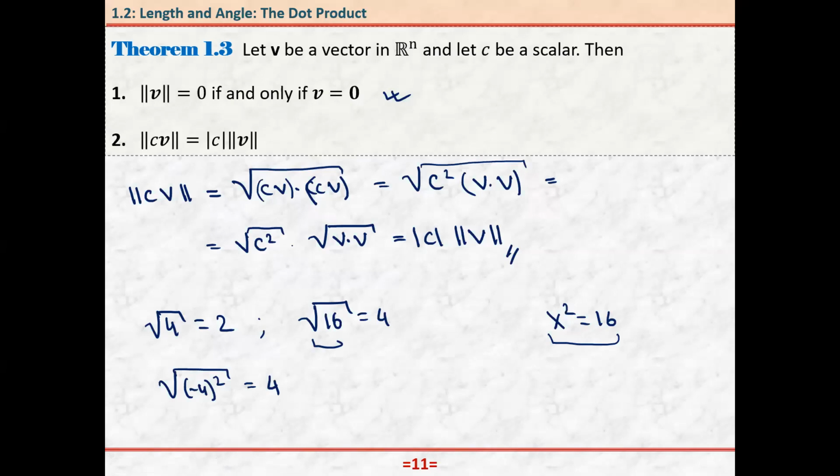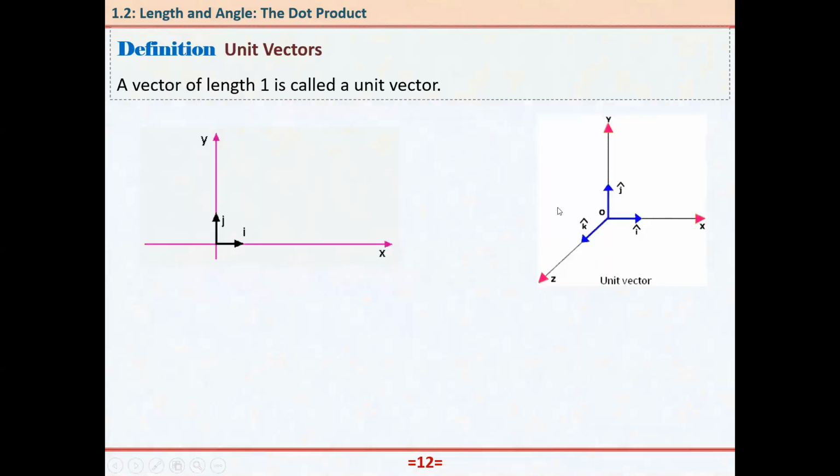We already proved this, and I hope the proof is clear. So now let's talk about another important concept that we are going to use a lot. This beautiful little guy here, we call this a unit vector. As you know from its name, a unit vector means a vector whose length is 1.